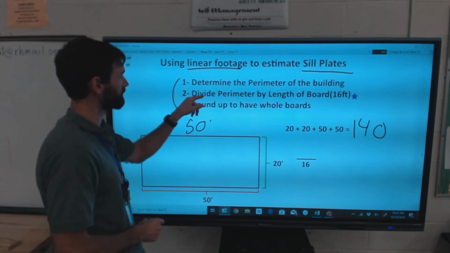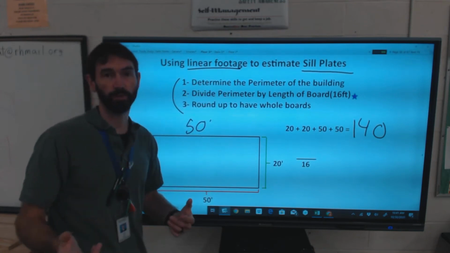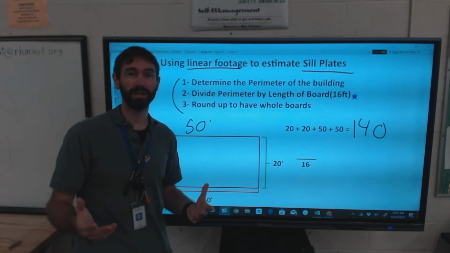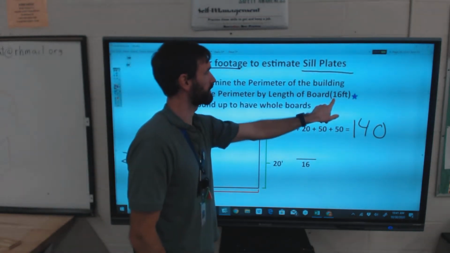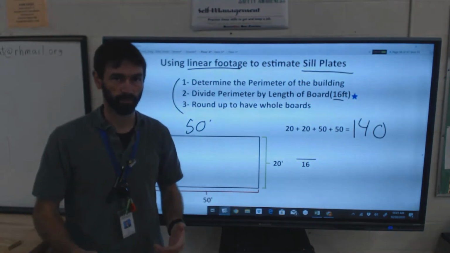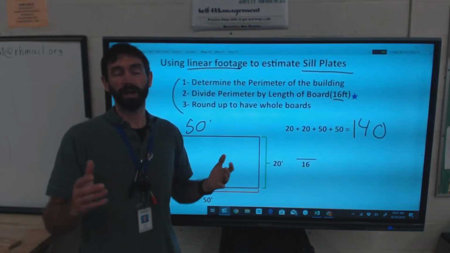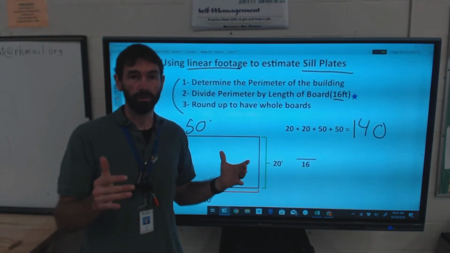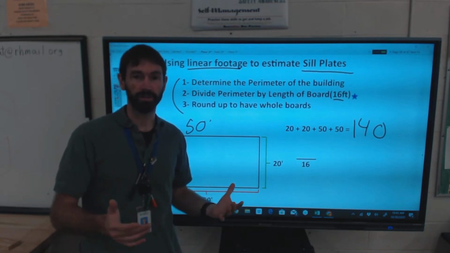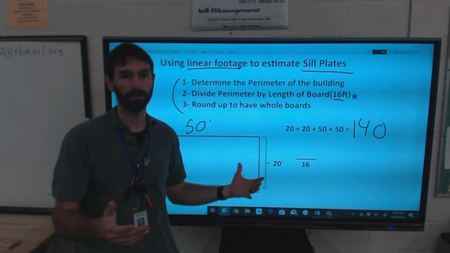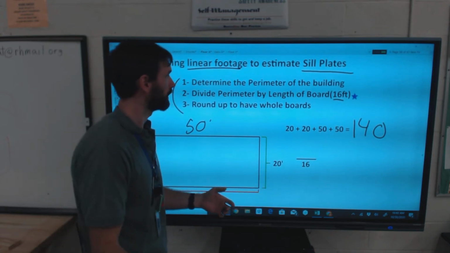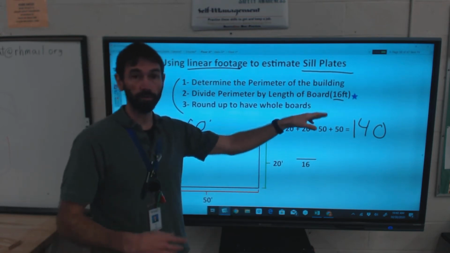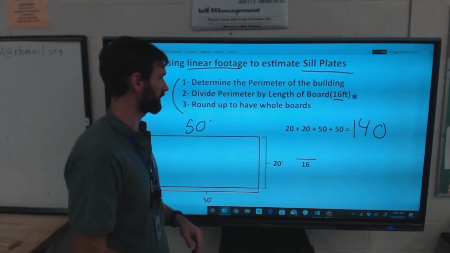Now, step two is divide the perimeter by the length of the board that you're going to use. In most cases, when you're doing sill plate, you want the longest board you can, which is 16 feet. Granted, if you're doing a small thing, let's say a 12 by 12 addition on your house, you don't get 16-foot boards, you get 12-foot boards because it just makes more sense. You can do less waste. But anything over 16 feet, you get 16-foot boards.